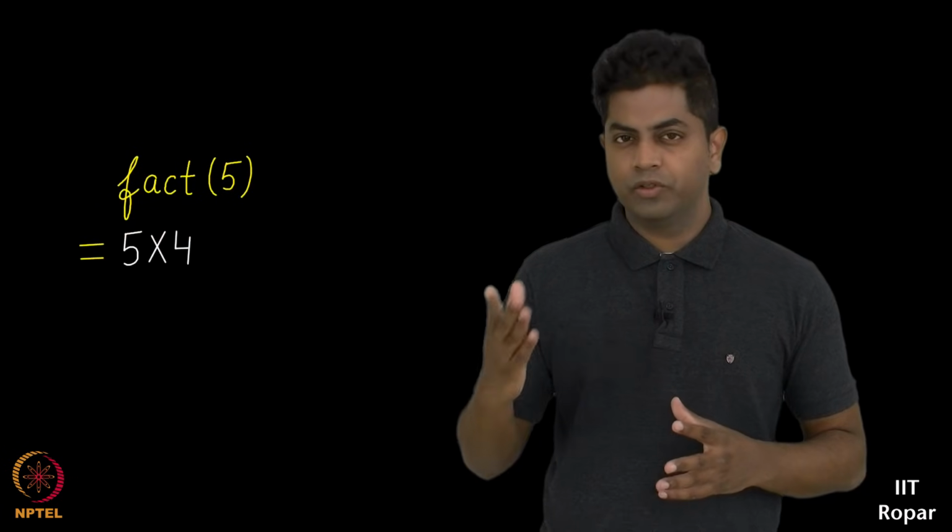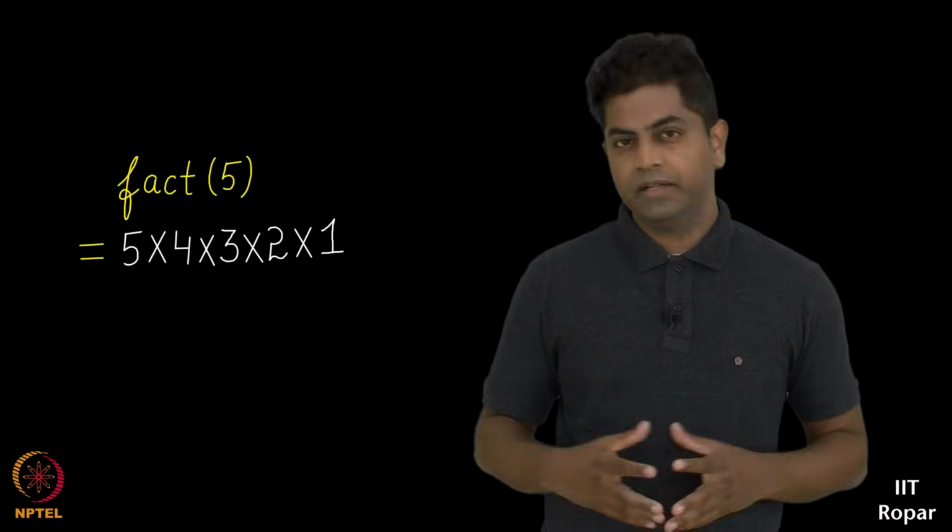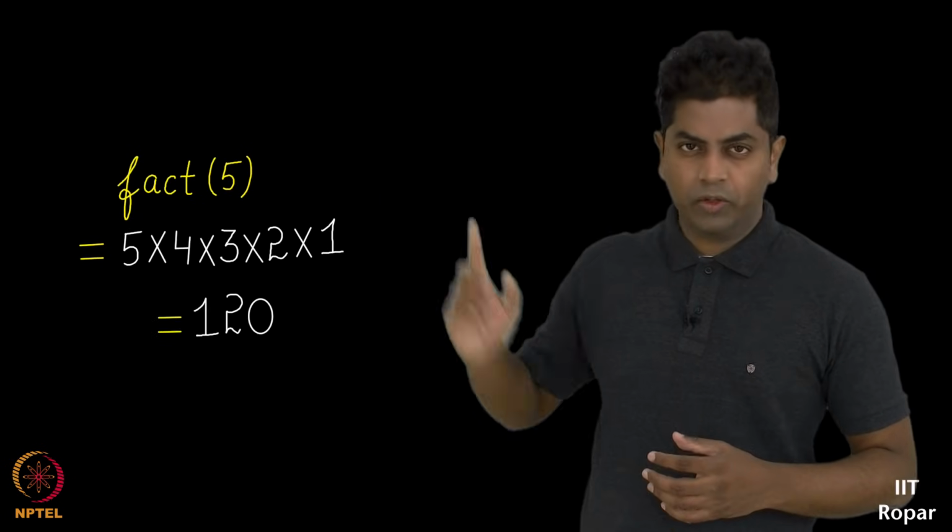We all know factorial of a number. It's a very easy thing to compute. So fact of 5 is 5 into 4 into 3 into 2 into 1. We all have been doing it from our school days, right? Which is actually 120.